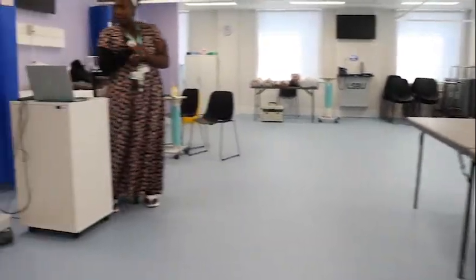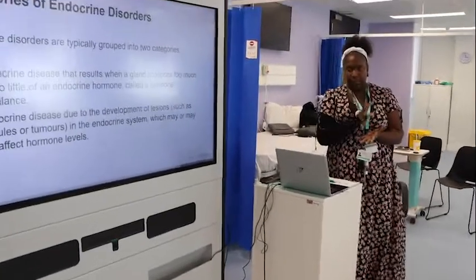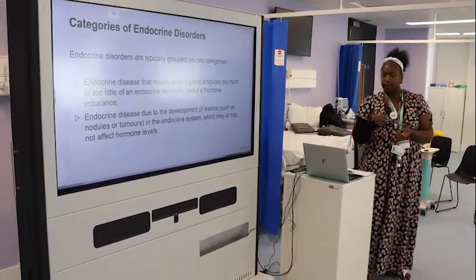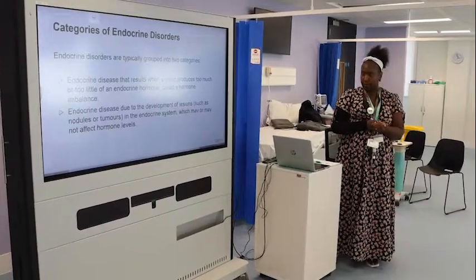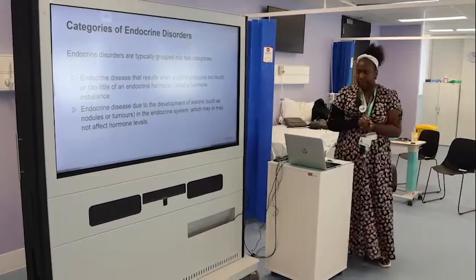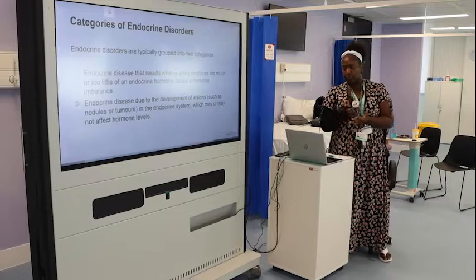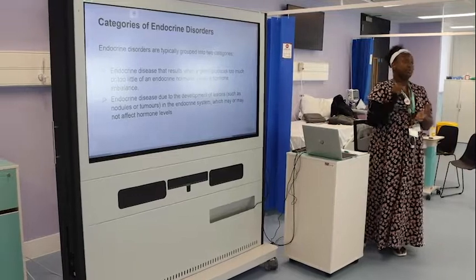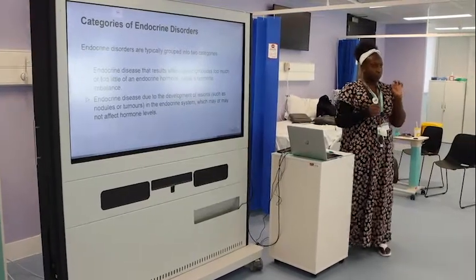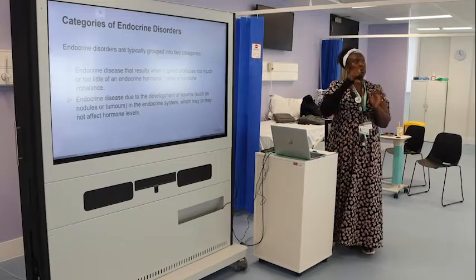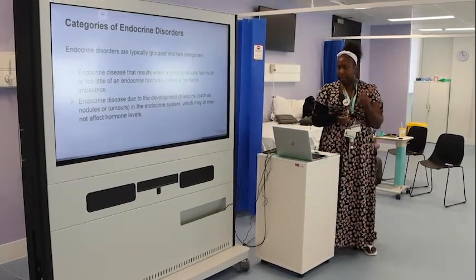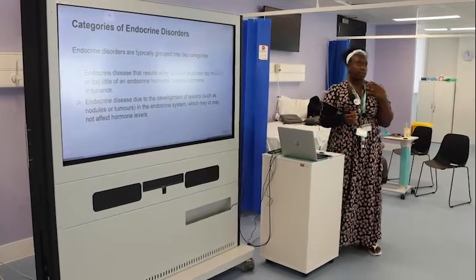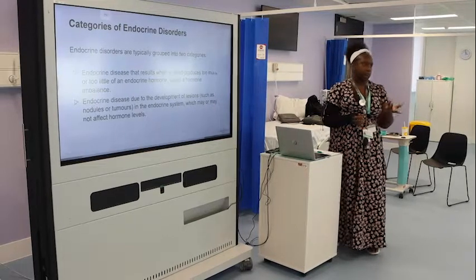Okay. So there are categories of endocrine disorders. So they are typically two categories. So an endocrine disease that results when the gland produces too much or too little endocrine hormone, which is called a hormone imbalance. And then endocrine disease due to development of lesions. So lesions are also known as nodules or tumours, depending on the size of them. So usually if they're nodules, they're quite small. If they're tumours, they can start quite small and grow quite big. Okay? And these may not affect hormone levels at all, but they may affect just the individual. They may affect other parts of the body as well.